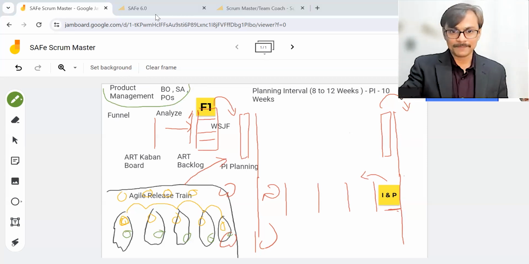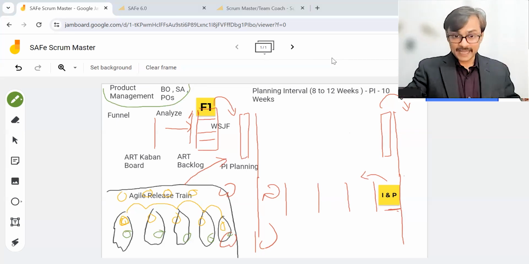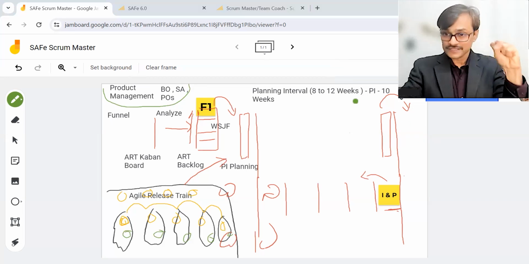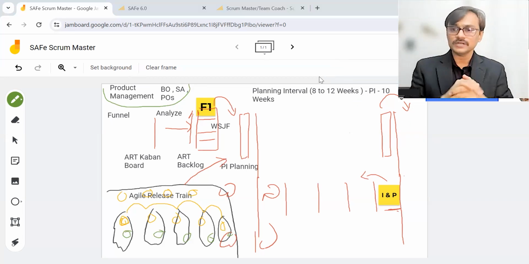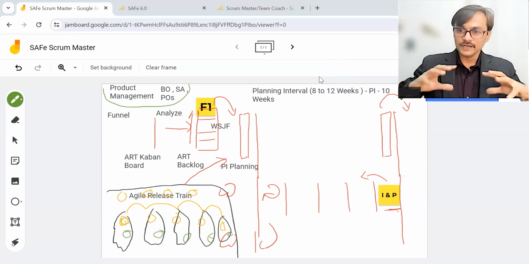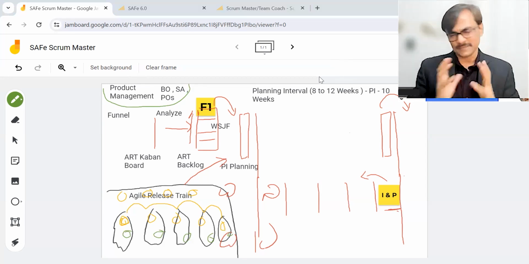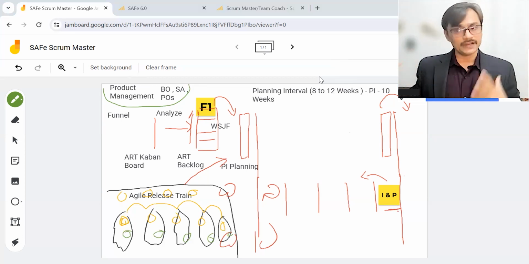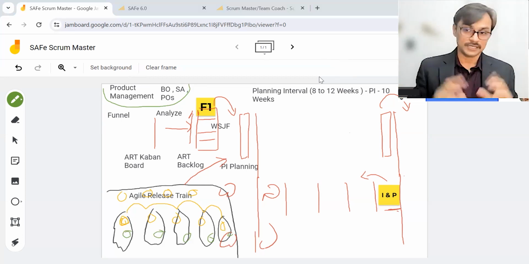Good. Thank you, Saket. So recapping, I see some of you joining. We have yet to start the role of a Scrum Master. So what we have explored is that in SAFe, the Scrum teams, or Agile teams as we call them, are part of a bigger community. We call it the Agile Release Train. Yeah, that's the first reminder.